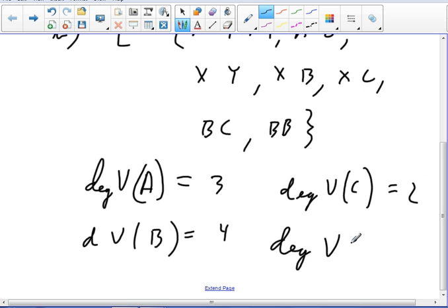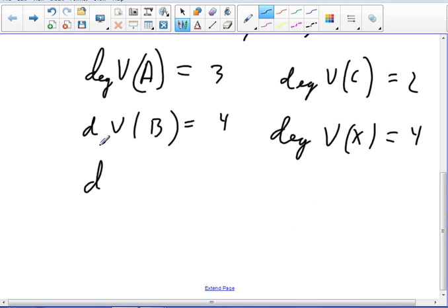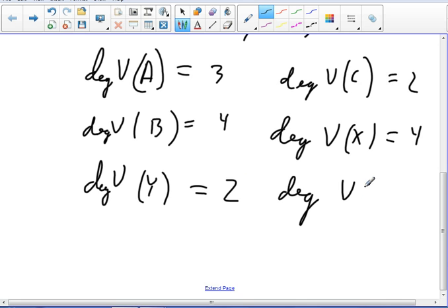Degree of vertex X: 1, 2, 3, 4. Degree of vertex Y: 2. Degree of vertex Z: 1. All right, so we did problem number 1.